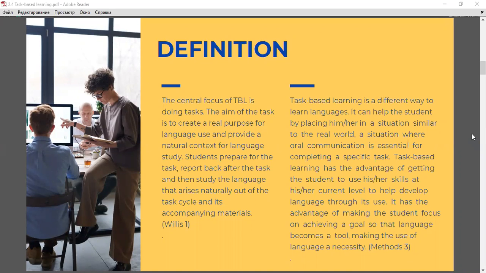According to Williams, the central focus of TBL is doing tasks. The aim of the task is to create real purpose for language use and provide natural context for language study. Students prepare for the task, report back after the task, and then study the language that arises naturally out of the task cycle and its accompanying materials.